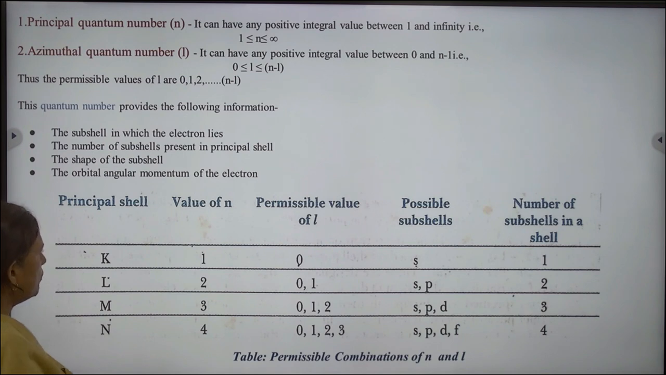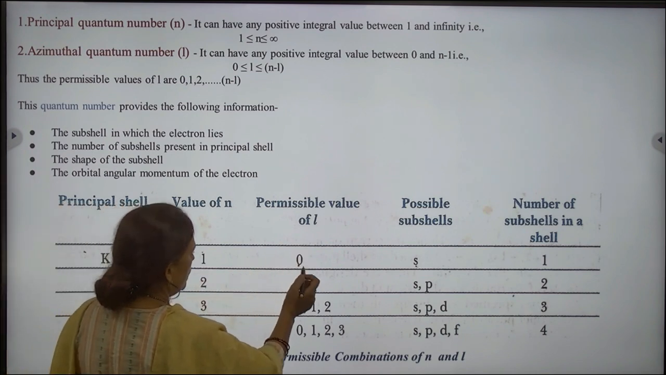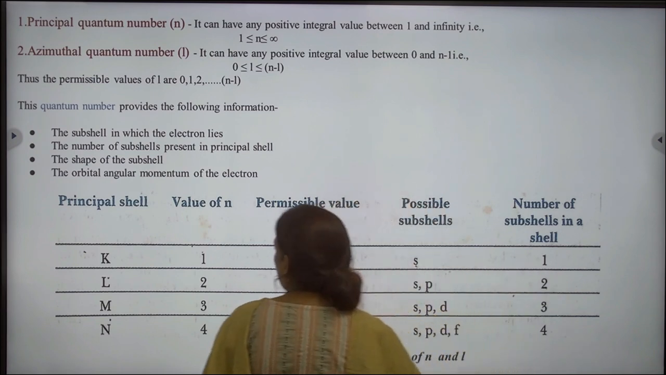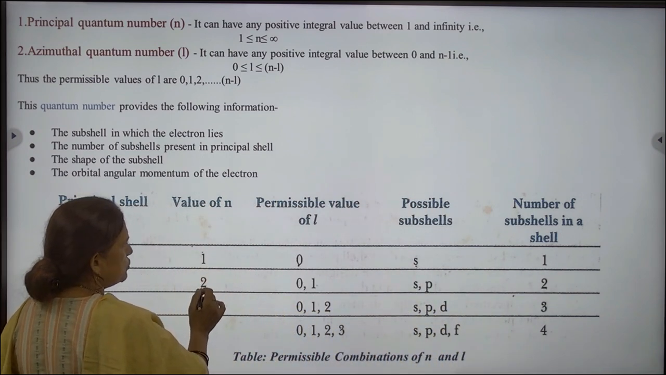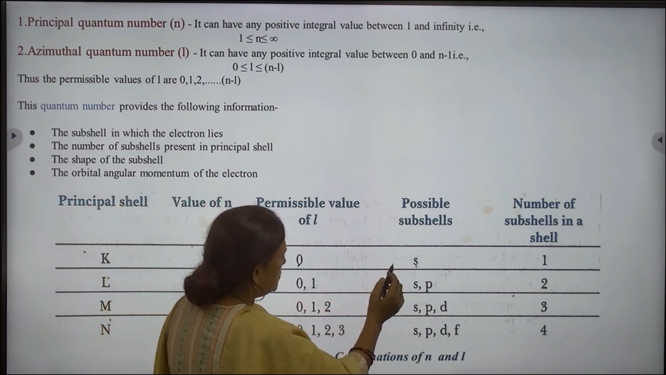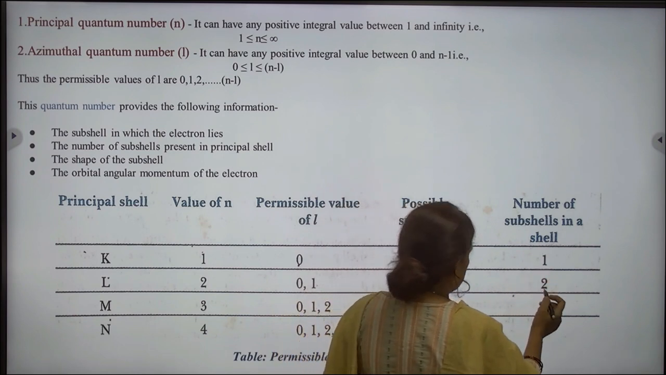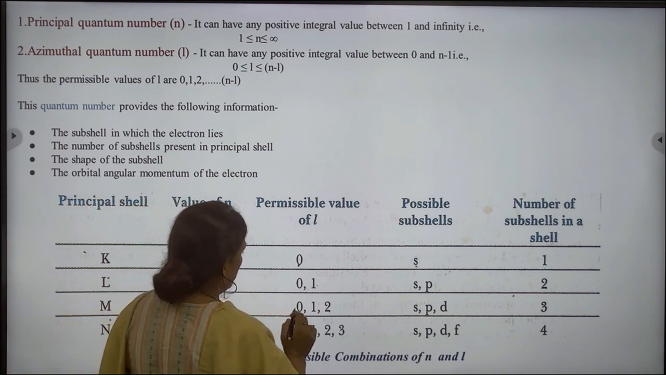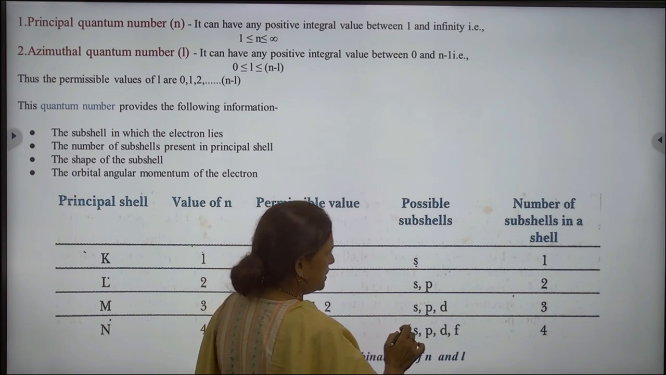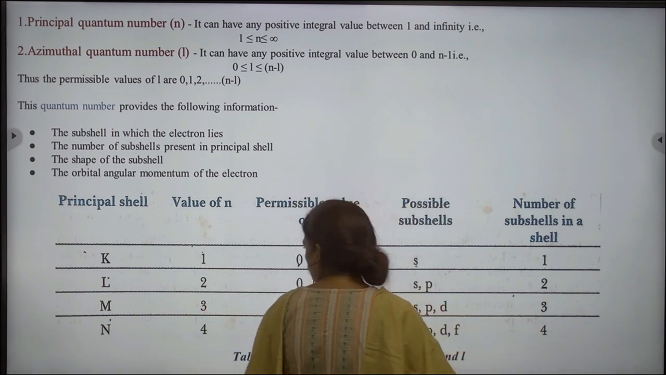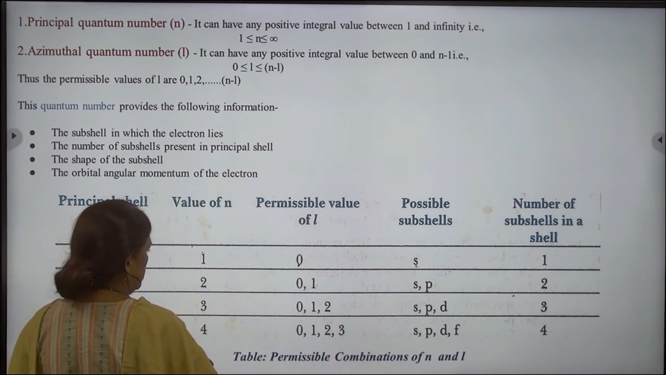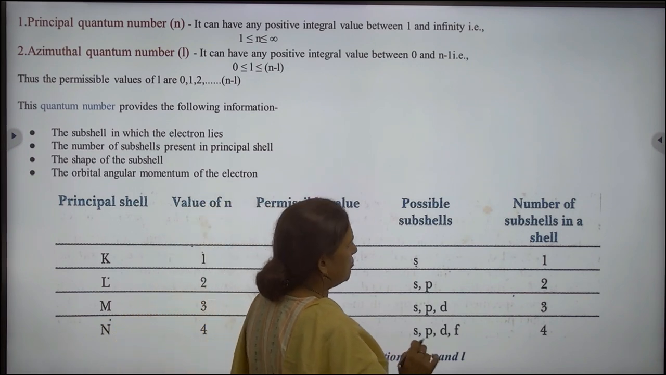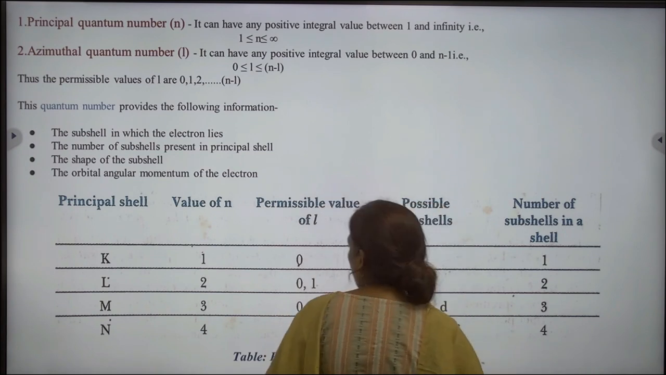For K shell, value of n is 1. Permissible value of l is 0 and possible subshell s, number of subshells in a shell is 1. For L shell, value of n is 2, permissible values of l are 0, 1, possible subshells s, p, and number of subshells in a shell is 2. For M shell, value of n is 3, permissible values of l 0, 1, 2, possible subshells s, p, d, and number of subshells in a shell is 3. For N shell, value of n is 4, permissible values of l 0, 1, 2, 3, and possible subshells s, p, d, f, number of subshells in a shell is 4.